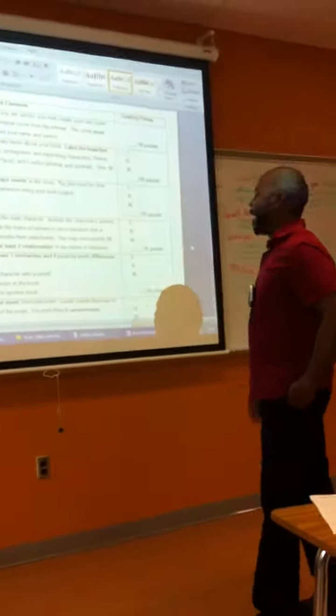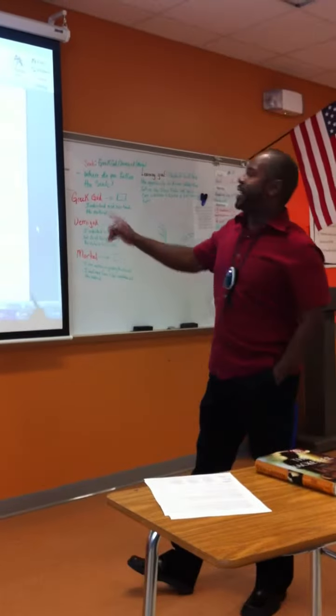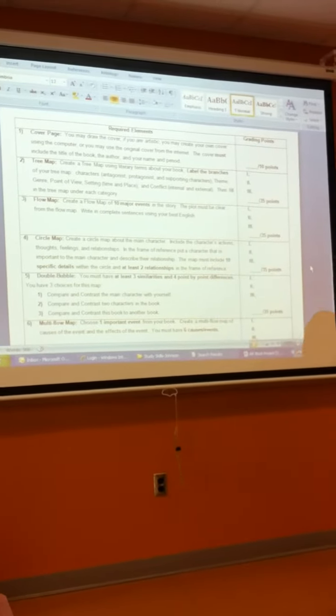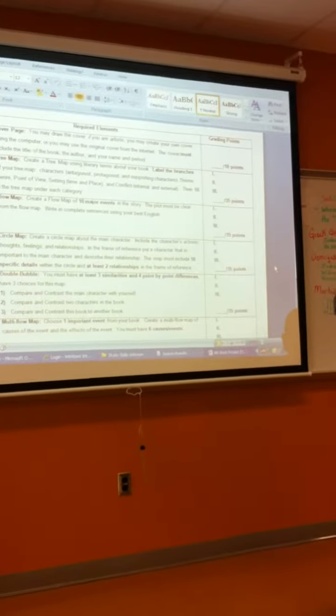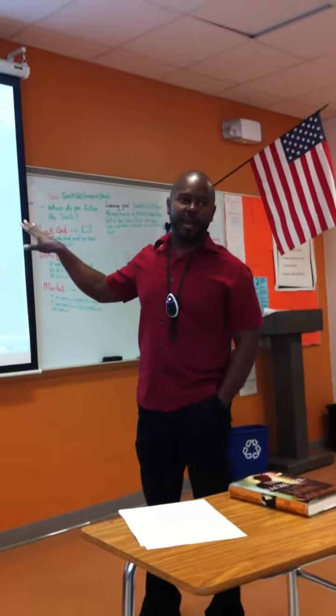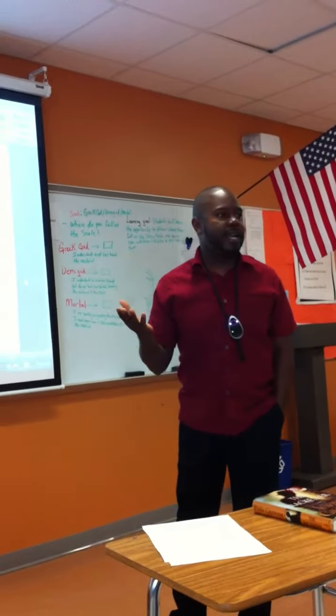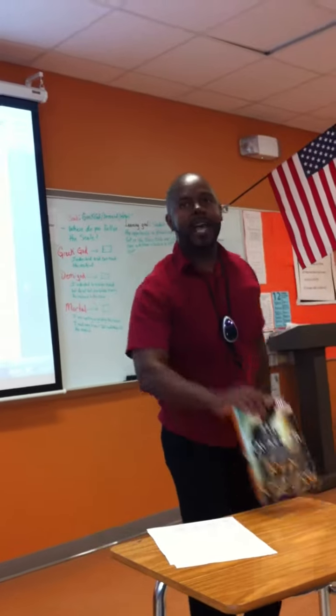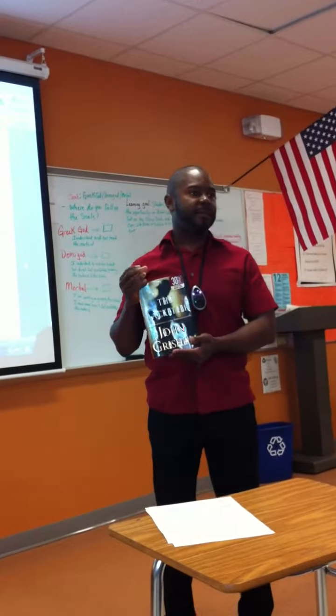Describe their relationship and how they interact with one another. This map must include 10 specific details within the circle and at least 2 relationships, okay? There must be at least 2 relationships that you document in the circle map, okay? Off the top of your head, if you had to document 2 relationships that Malcolm from The Racketeer had, what would number 1 be?